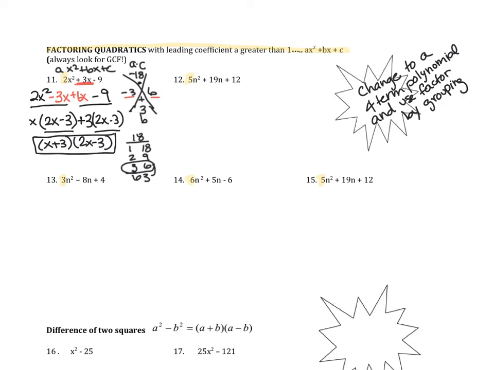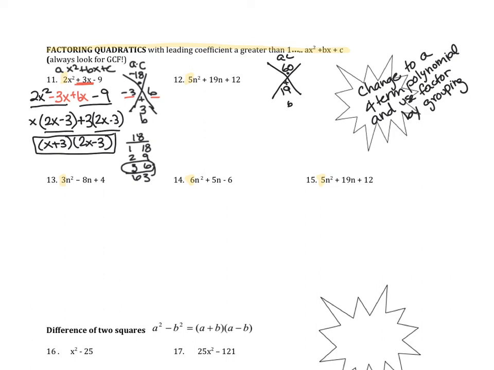Let's take a quick look at number 12. Let's write our AC at the top, and that's 5 times 12, or 60. Let's write our B at the bottom. That's 19, and that's my B.